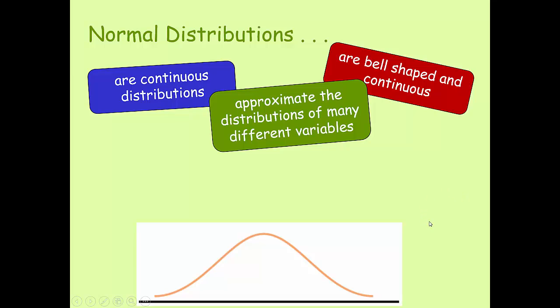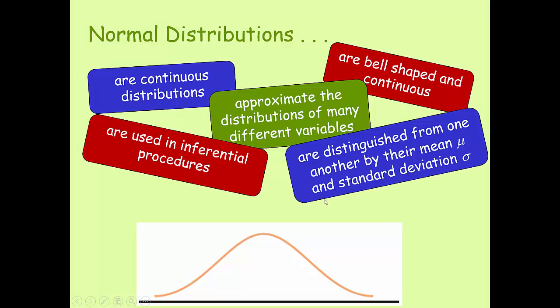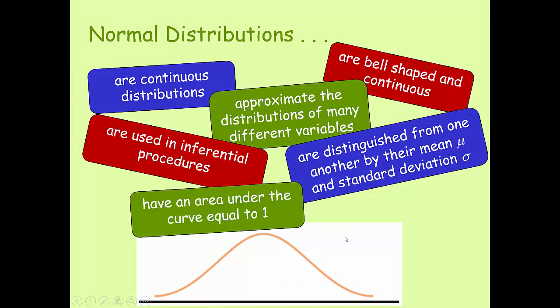So these are very useful distributions for inferential procedures, which we're going to do, and they are distinguished from one another only by their mean and their standard deviation. Because underneath this curve is still probabilities, the area underneath this curve is equal to 1.